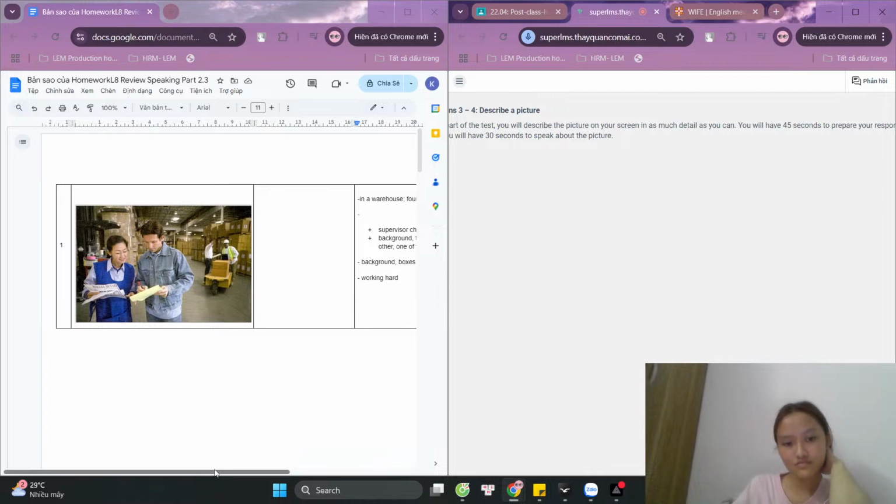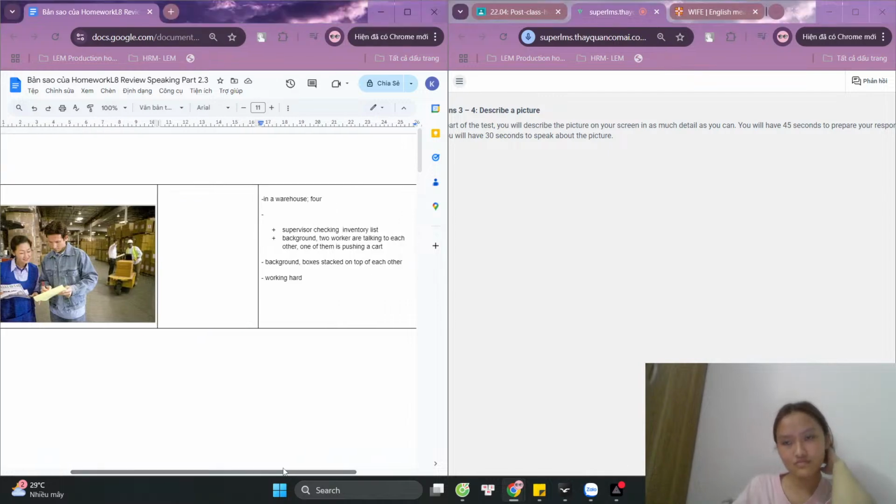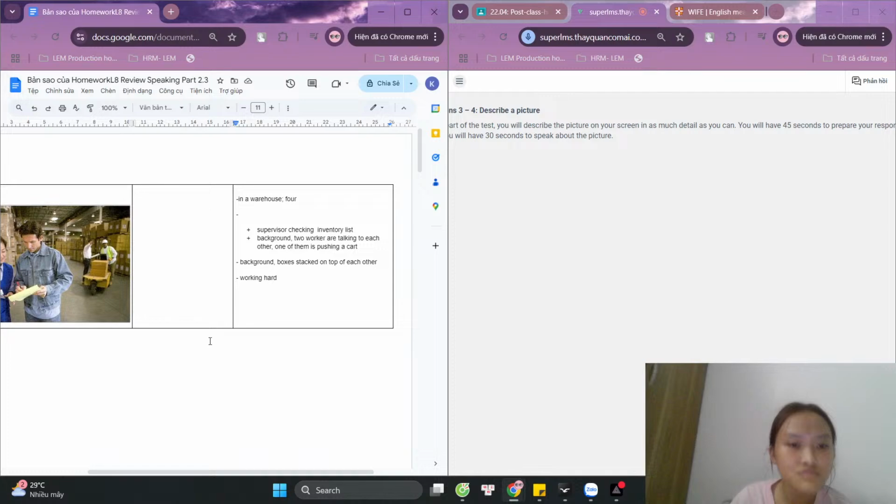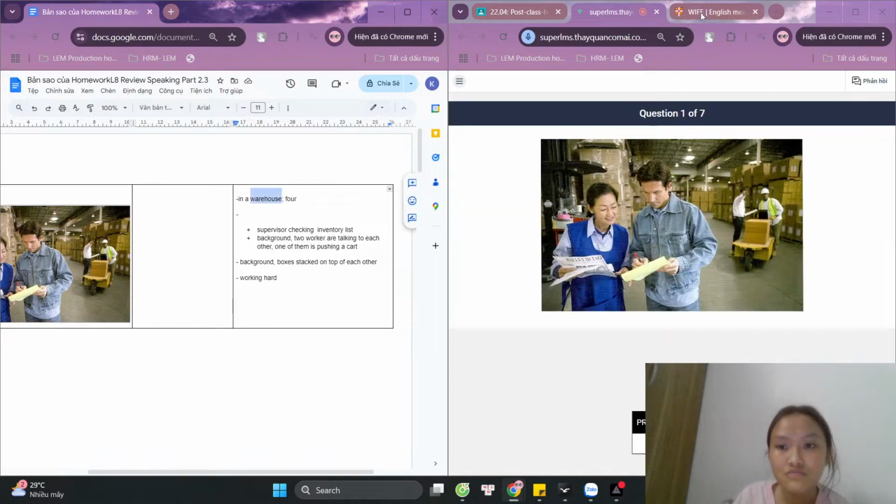In this part of the test, you will describe the picture on your screen in as much detail as you can. You will have 45 seconds to prepare your response. Then you will have 30 seconds to speak about the picture. Begin preparing now.